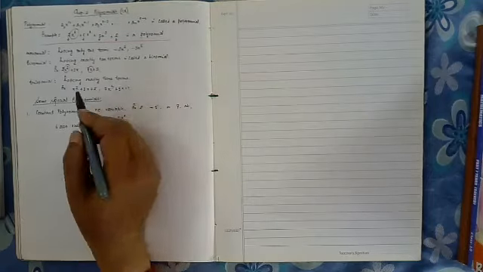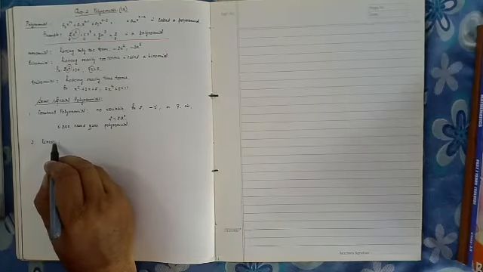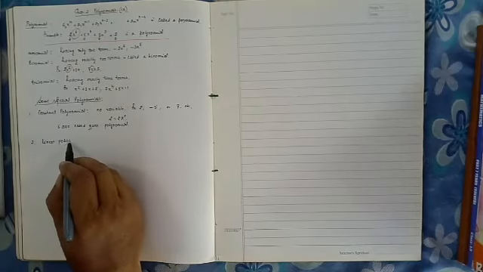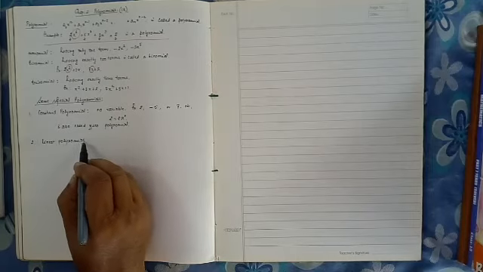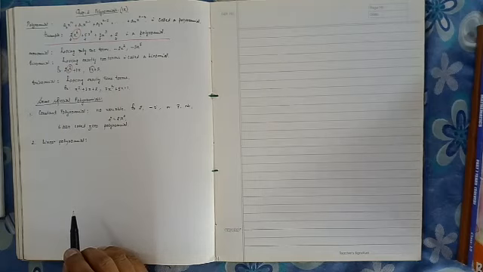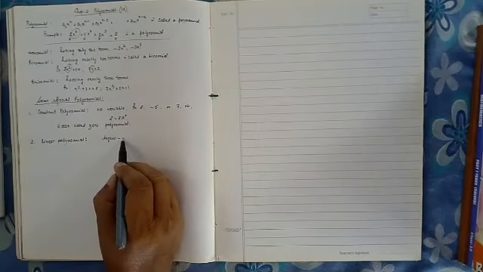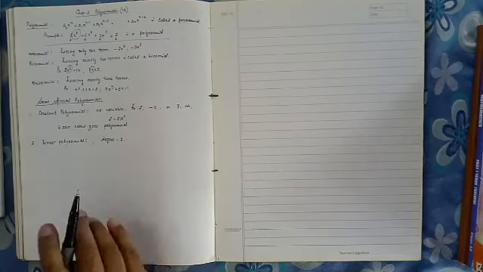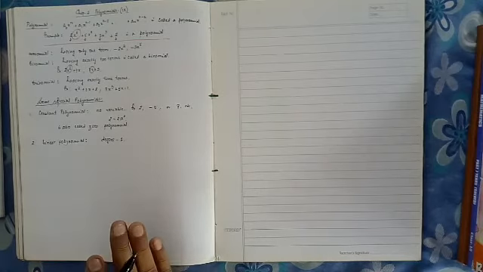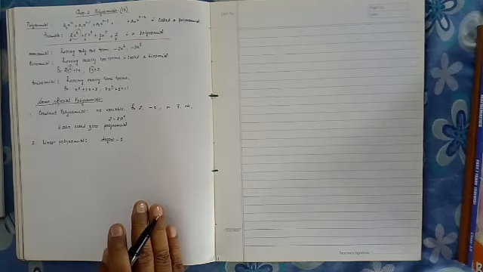Now linear polynomial. We are going to discuss a linear polynomial. What is a linear polynomial? If the degree of a polynomial is 1, it is said to be a linear polynomial. That is, a linear polynomial has degree 1.